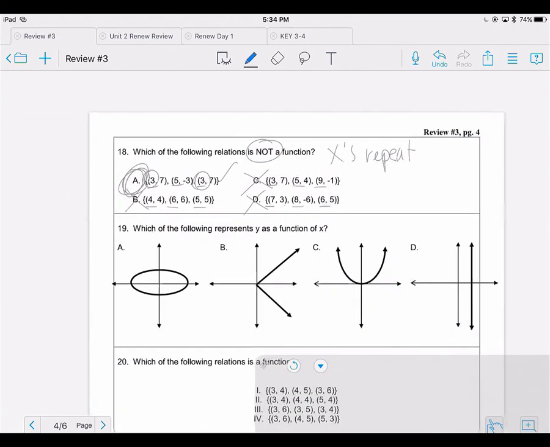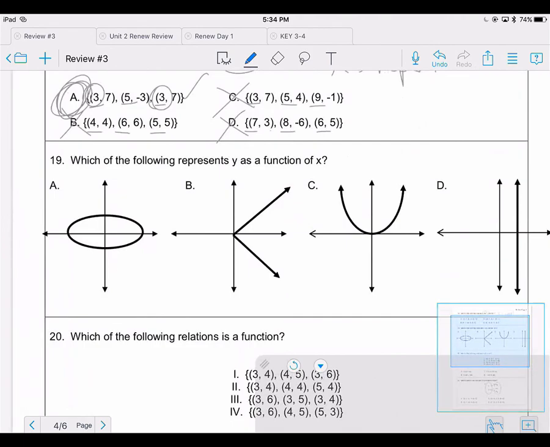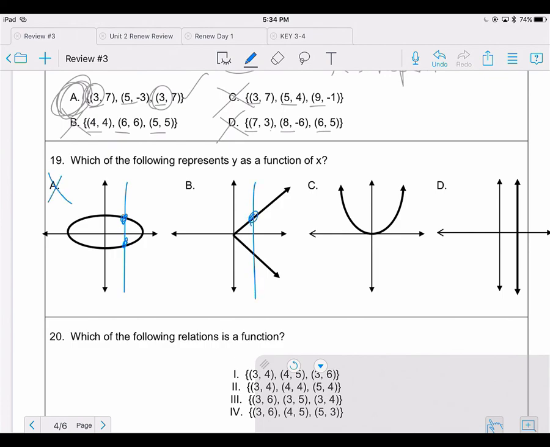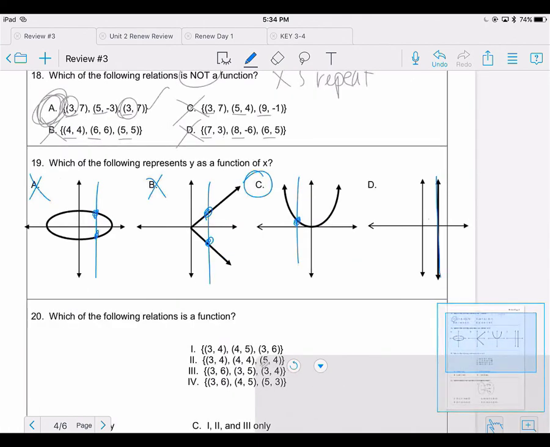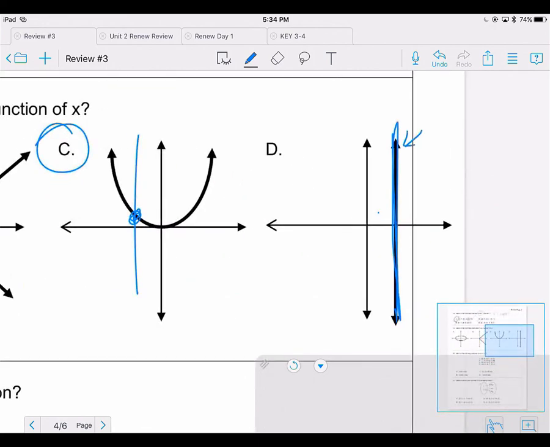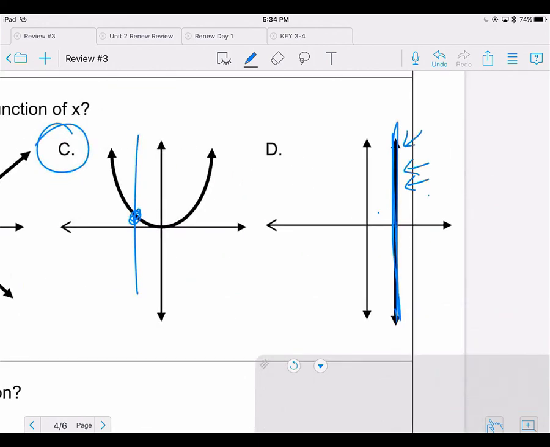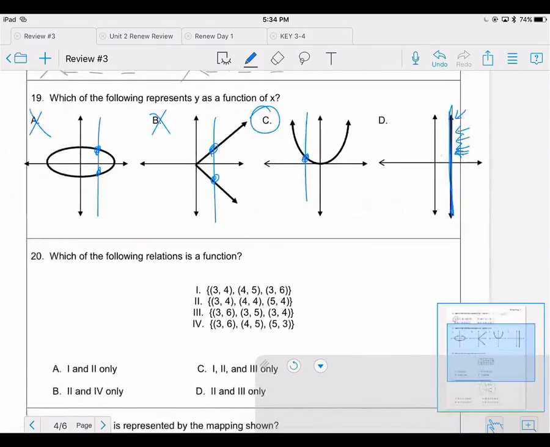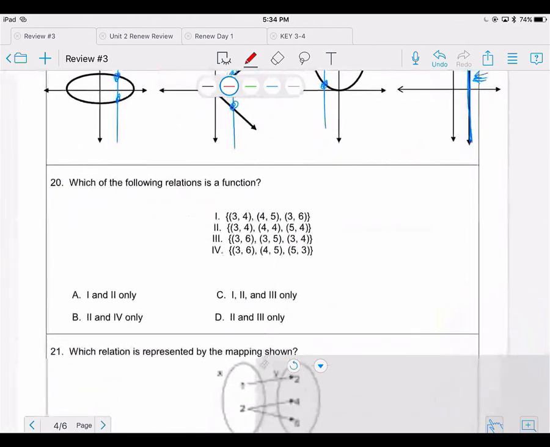19 asks which of the following represents a function, y is a function of x. Remember, we can do the vertical line test. A hits twice, so it's not a function. B hits twice, so it's not a function. C only hits once, so that's probably going to be my answer. D is a super tricky question, but when you draw your vertical line, it hits here, and here, and here, and here, and here, and here, and all these little points. So that one hits a ton of times, so that one is not a function.